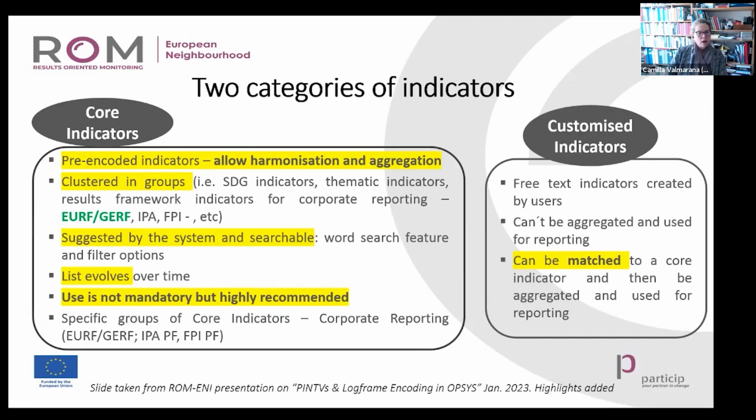This slide comes from a presentation that was done by our Romy and I colleagues, and it shows that there are basically two categories of indicators. So we have the core indicators, which include among them the corporate indicators. By corporate, we mean EURF indicators, GERF indicators, or EPA. The advantage of these indicators is that they are pre-encoded in OPSIS, allow for harmonization, for aggregation.